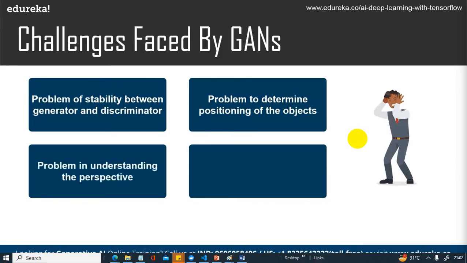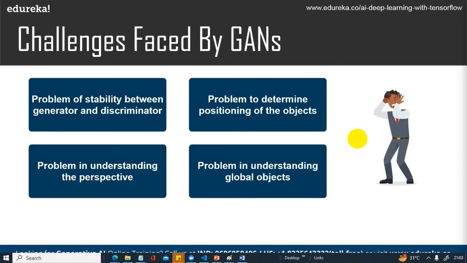The next challenge is 3D perspective. GANs are not able to understand perspective, so they will often give a flat image for a 3D object. That's one challenge we face with GANs as well. GANs also have a problem understanding global objects, and they cannot differentiate or understand a holistic structure, like if you're talking about trees or flowers.